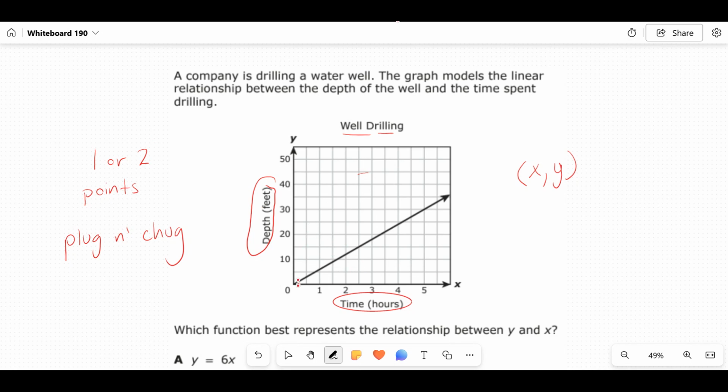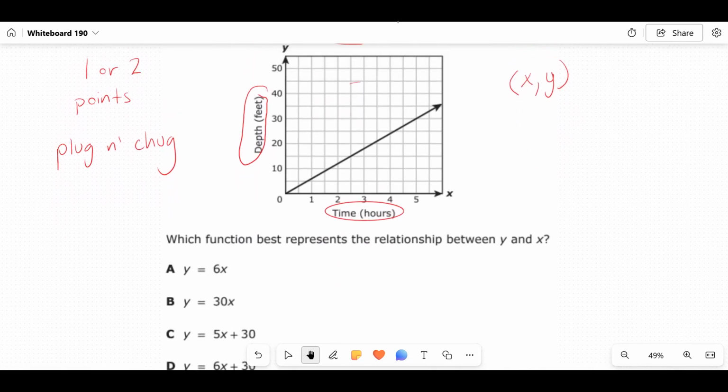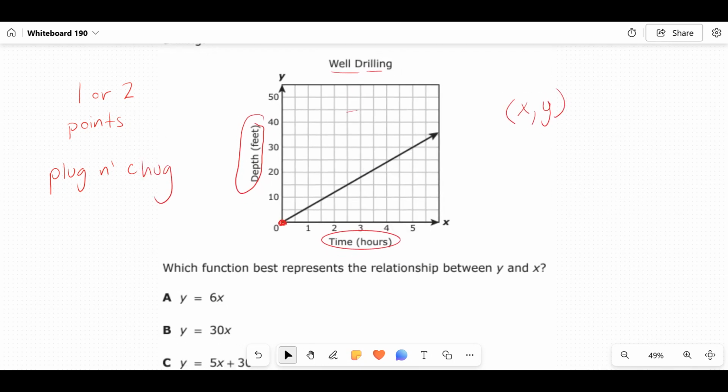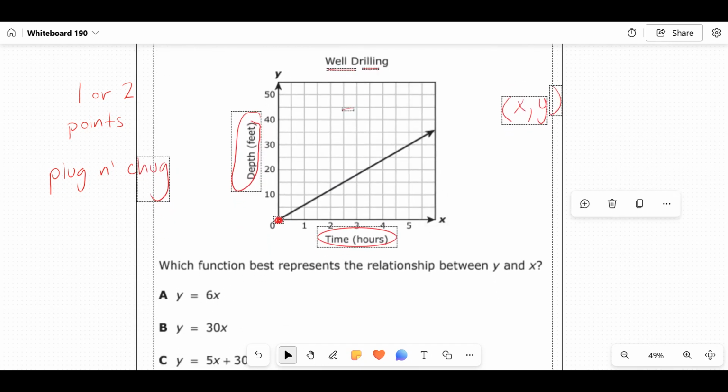So 1 or 2 points. The easiest point here is 0, 0. Do I really want to use that? I could. So I'm going to go ahead and teach you, yes, anytime they give you 0, 0, use it. But now I need to find one more point that is exact in this information.